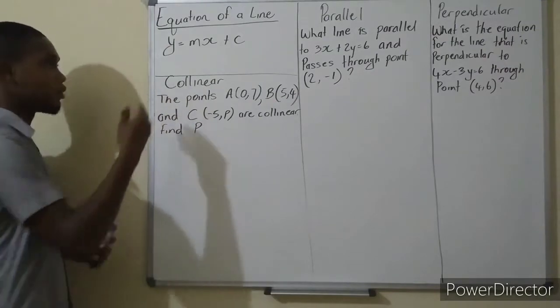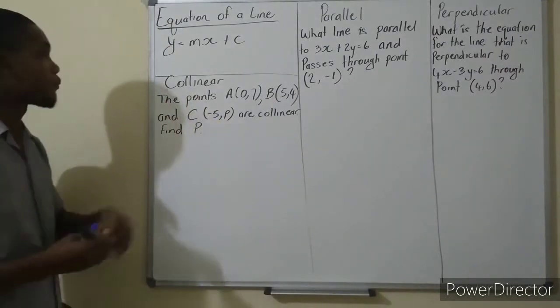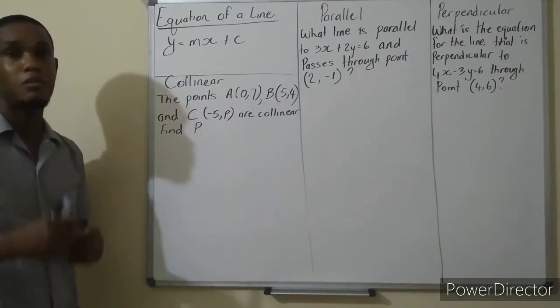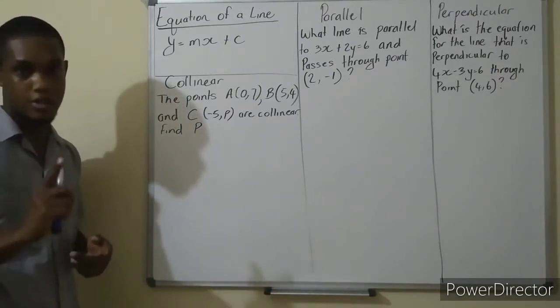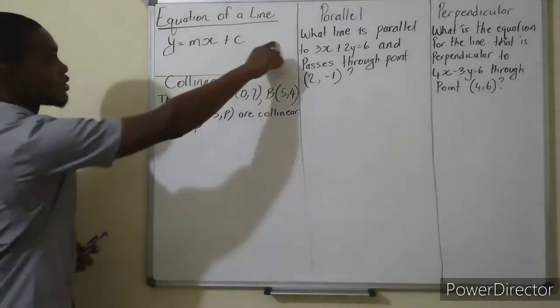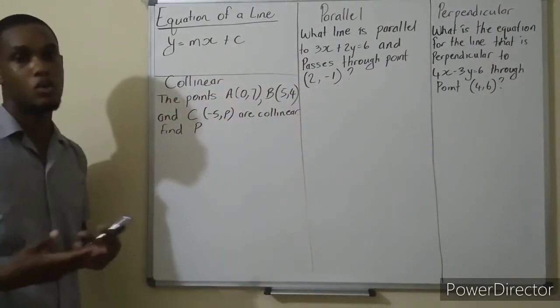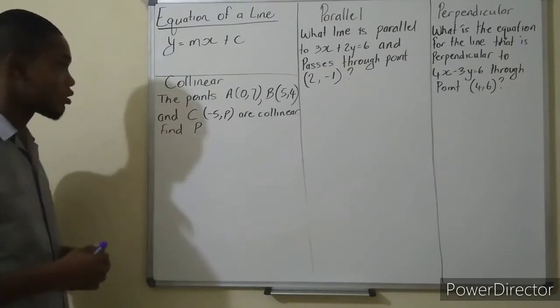So now, for example, say you're given a question with collinear. When a question says that points are collinear, it means that all the points are on one single straight line. So you would have a line and then different points on that line. So all the points would be collinear in relation to each other.